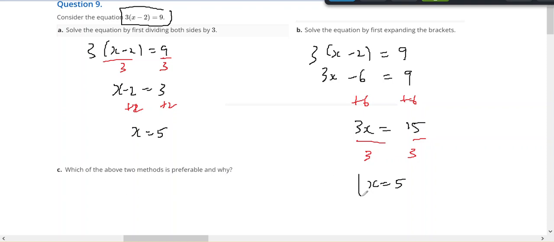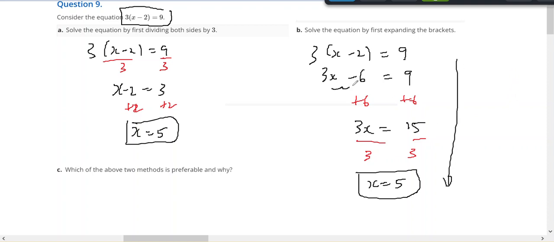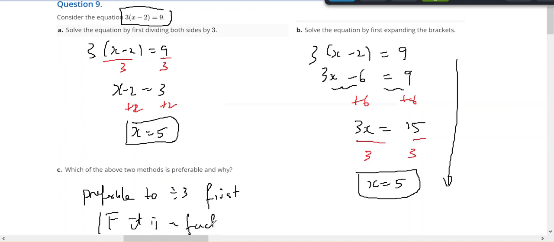I got the same answer in both cases. Took more steps on this side, ended up with much bigger numbers. Preferable to divide by 3 first if it is a factor of the right-hand side. So 3 is going to be a factor of 9. If it is, do a division.